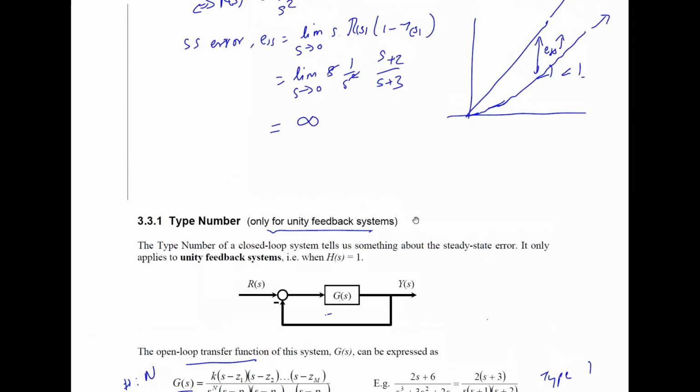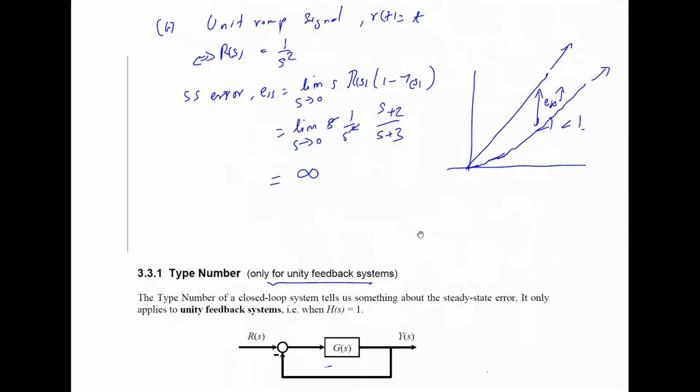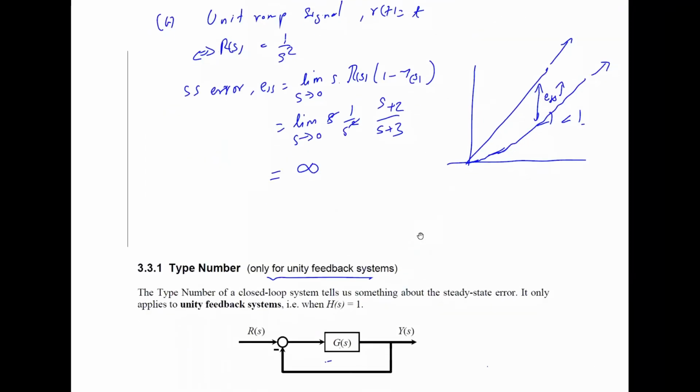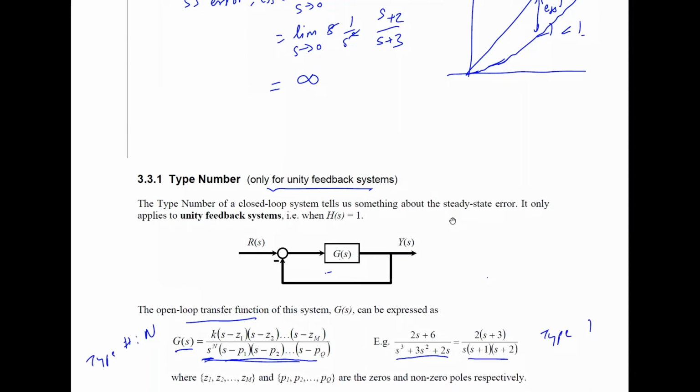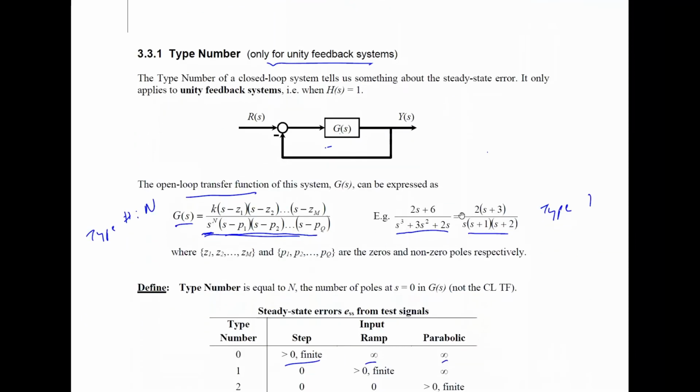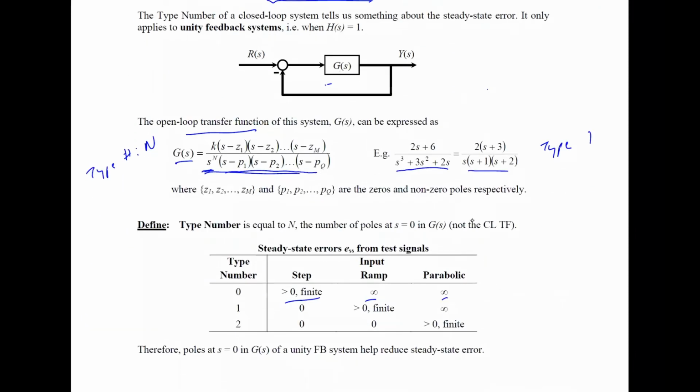Also, we calculated the steady state error for the ramp input using the final value theorem. We used the formula to find that the steady state error was equal to infinity. Instead, we could just have looked at the result from the table, which is not provided in your exams, so if you use this, you have to memorize it. From the table, we can see that for the ramp input, a type 0 system has an infinite steady state error.